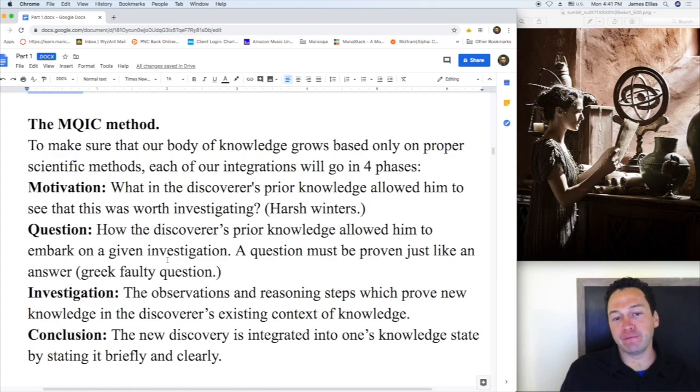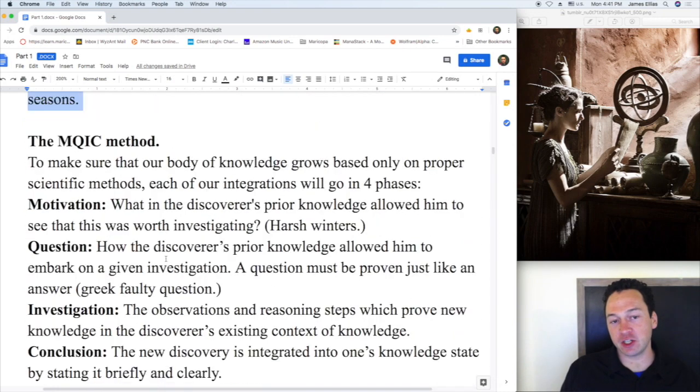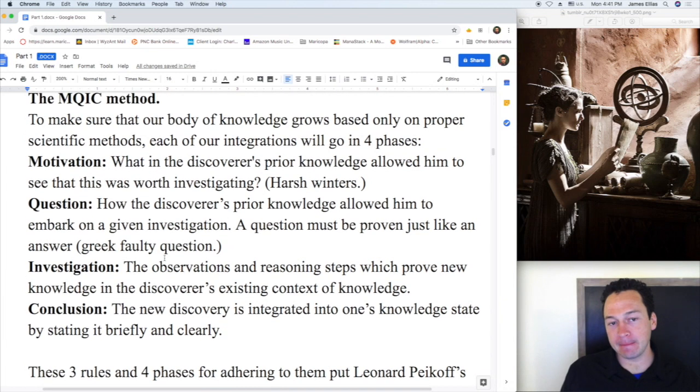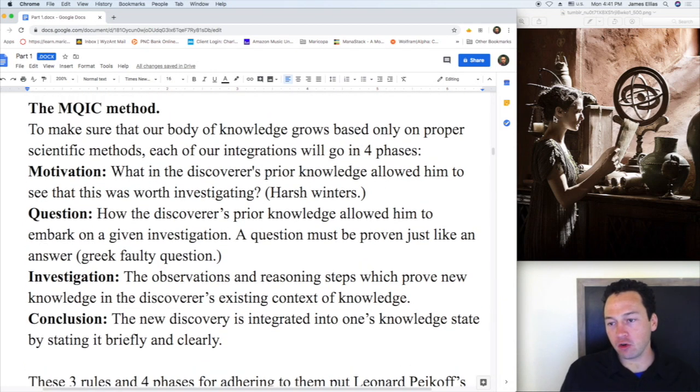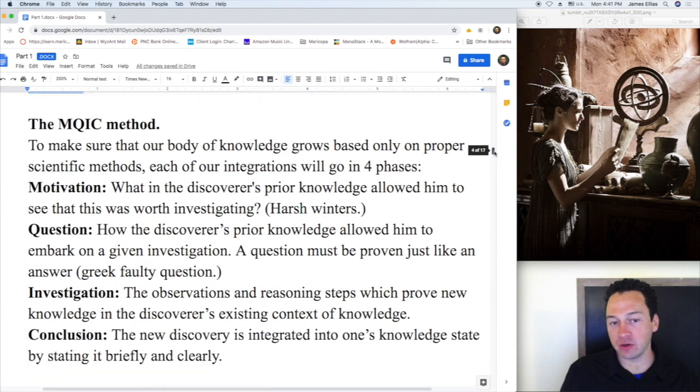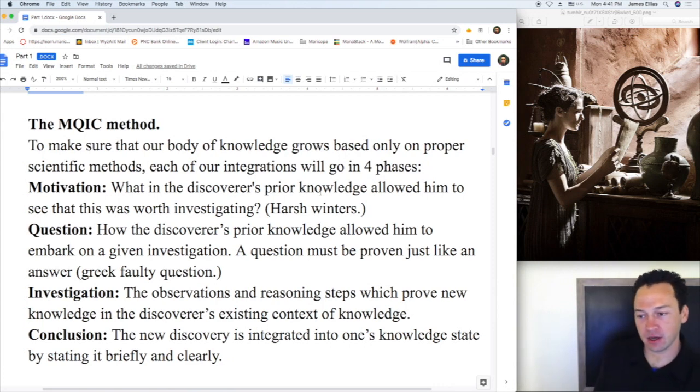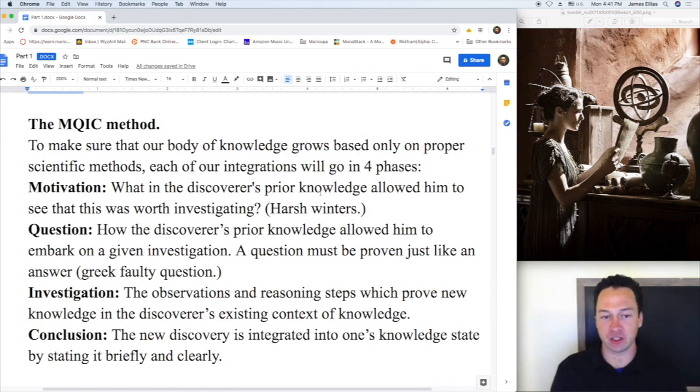Now, before we continue the journey, now that you've seen one of these integrations and how we go through it, I'm going to show you the MQIC method. Okay? Each of our integrations, now this is a general note, this isn't one of our integrations in physics. This is just showing you more about how this class will proceed.